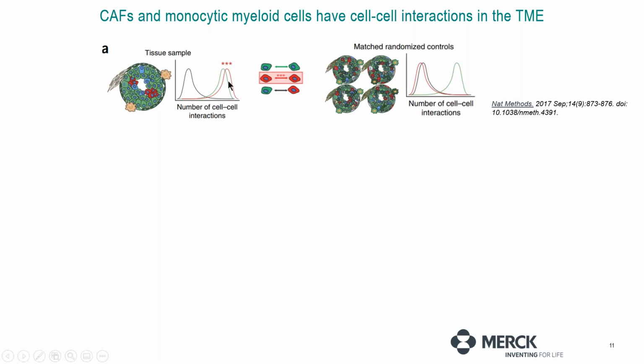So for example, if we want to understand whether the red cells significantly interact with each other, we can first ask HistoCat to count the cell-cell interaction between the red cells in the matched randomized controls, and we can also count the cell-cell interaction in the given image from your tissue sample of interest. And then we can run permutation tests to see whether those interactions are significant or not.